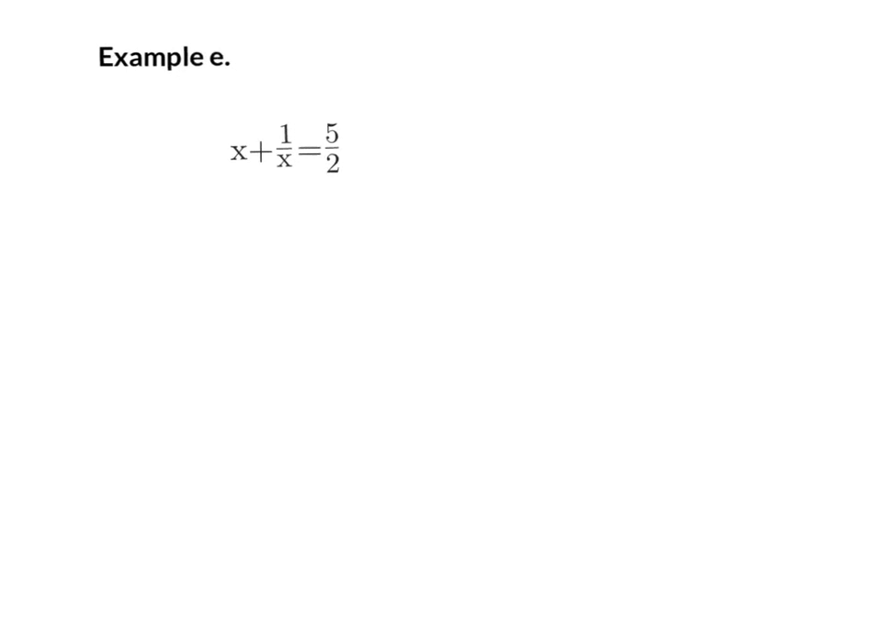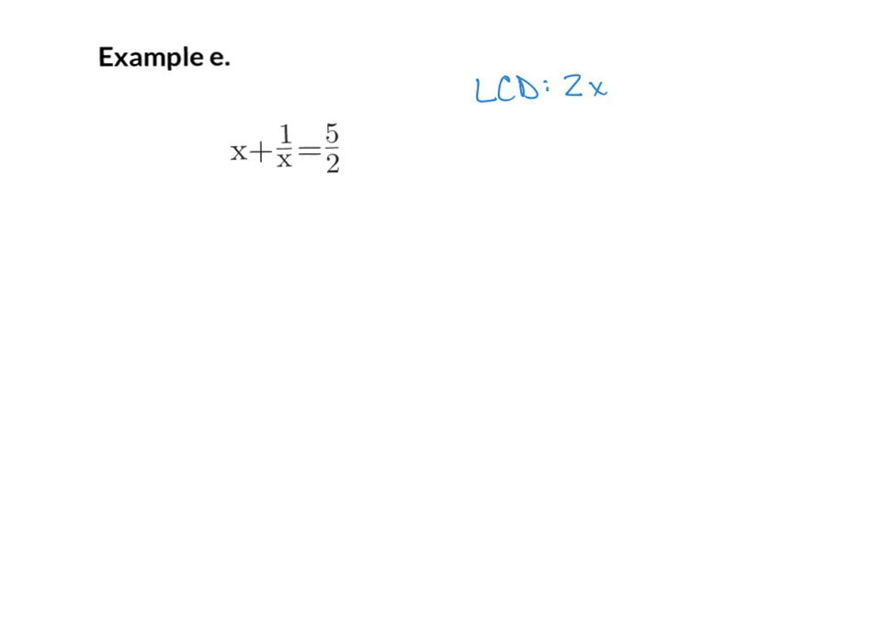All right, let's go ahead and look at example E. We have x plus 1 over x equals 5 over 2. So the first thing I want is my LCD. My LCD is going to be 2x. My denominators, I have 2's in my denominators and I have x's in my denominators. So it will be 2x.